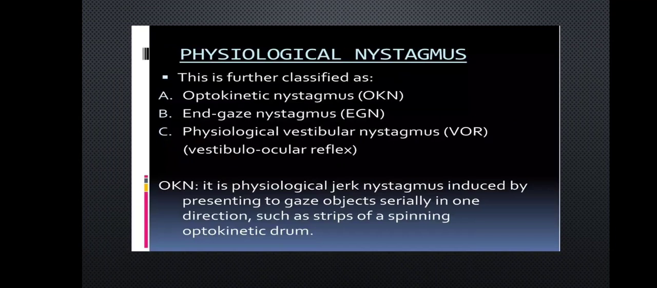The physiological nystagmus is further classified as optokinetic nystagmus, end-gaze nystagmus, and physiological vestibular nystagmus. The optokinetic nystagmus is a physiological jerk nystagmus which is induced by presenting gaze objects serially in one direction, such as the stripes of a spinning optokinetic drum.